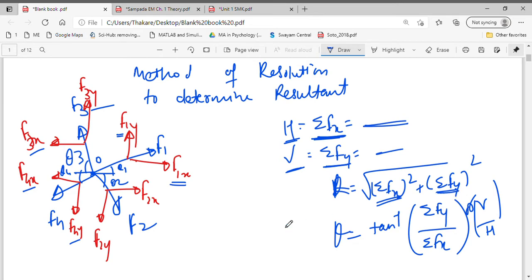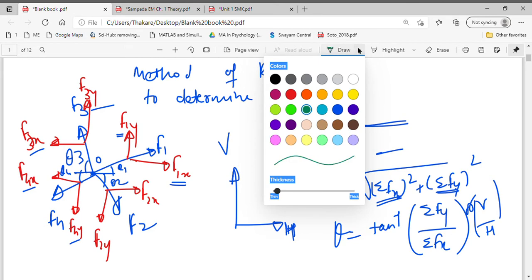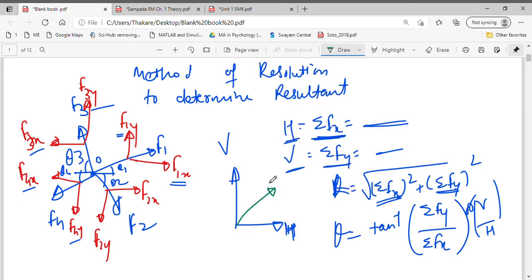Now, to replace these forces, we get one horizontal force which will be acting, let us assume, like this, and one vertical force which will be acting something like this. The resultant will be acting in this direction, and the angle made by the resultant will be given by tan inverse of summation of vertical forces upon summation of all the horizontal forces.